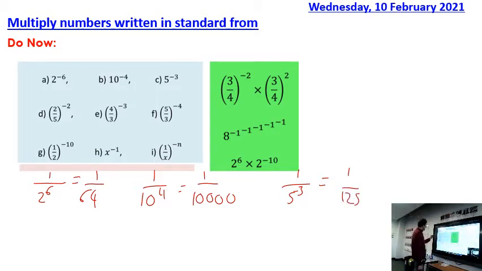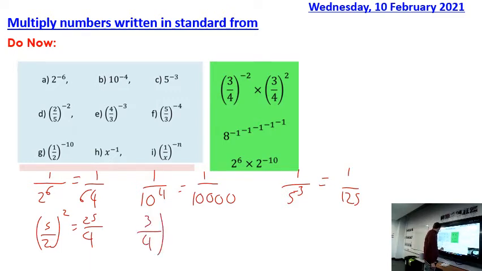2 over 5 raised to negative 2. This is the same as 5 over 2 squared, which is equal to 25 over 4. 4 over 3 raised to negative 3, that's the same as 3 over 4 cubed, which is equal to 27 over 4 times 4 times 4. So 4 times 4 is 16, times 4 is 64.